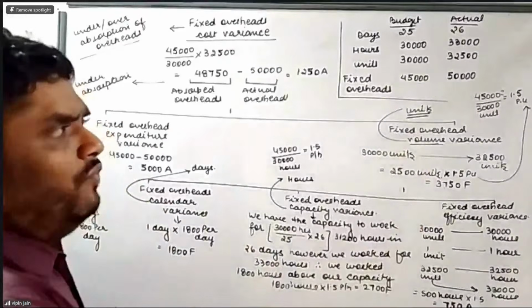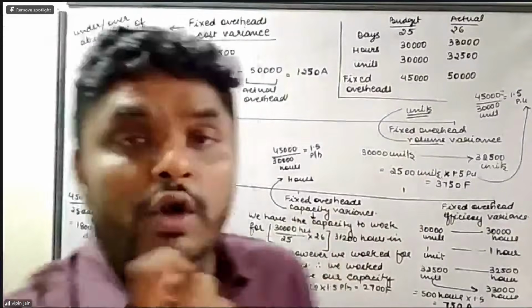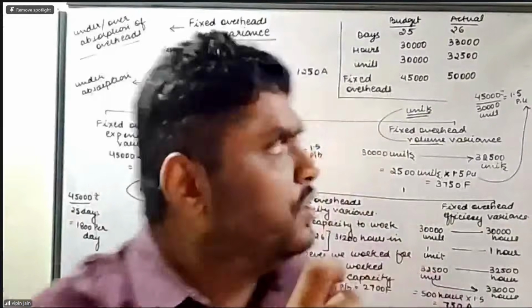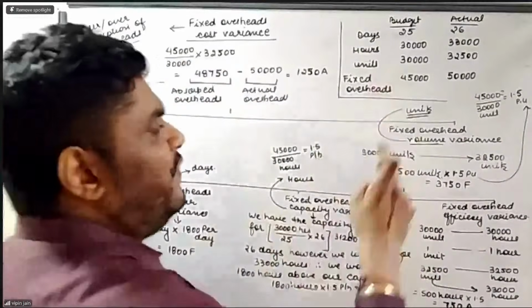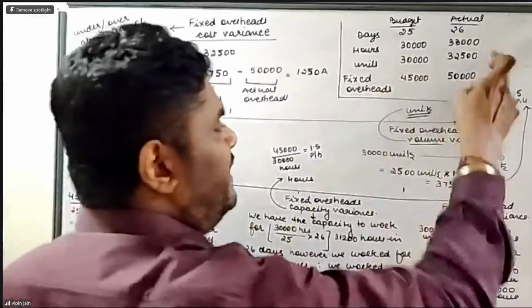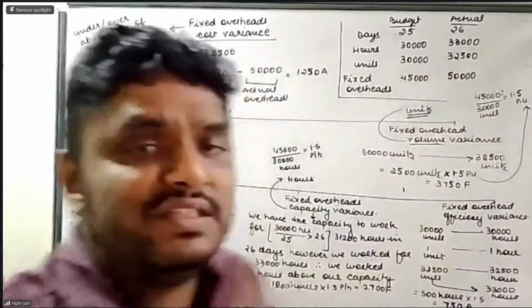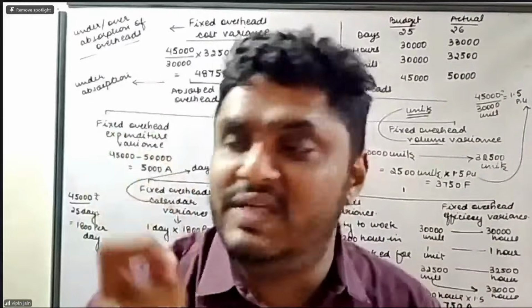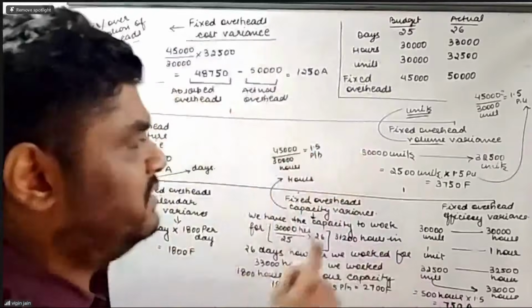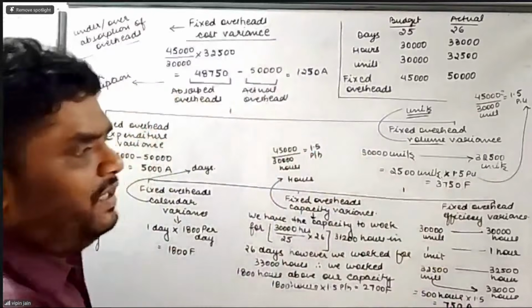Fixed overhead volume variance talks about units. How many units were we supposed to manufacture? 30,000 units. How many units did we actually manufacture? 32,500. How many extra units did we manufacture? 2,500 extra units. Into that we have to apply the rate per unit.